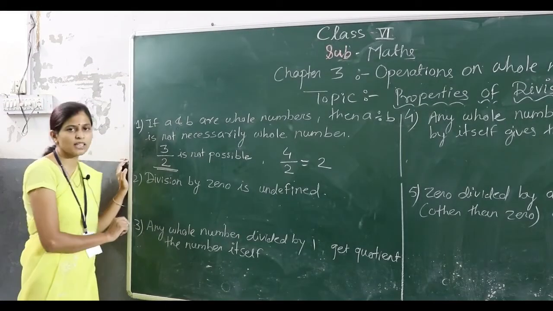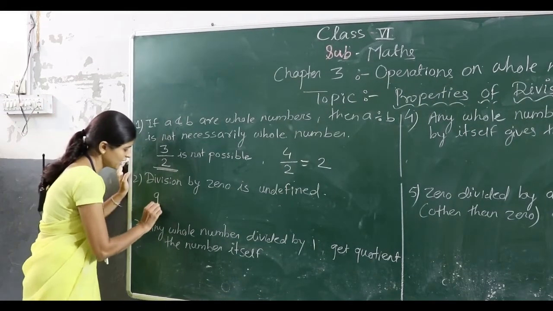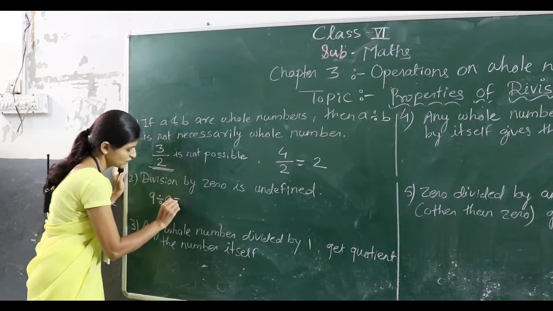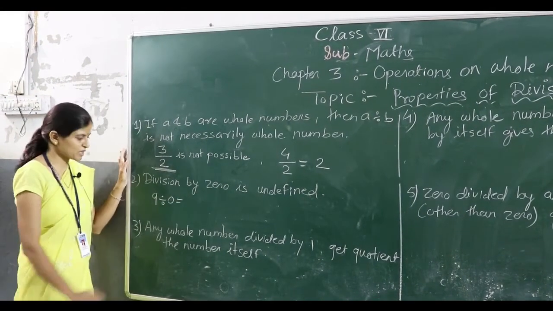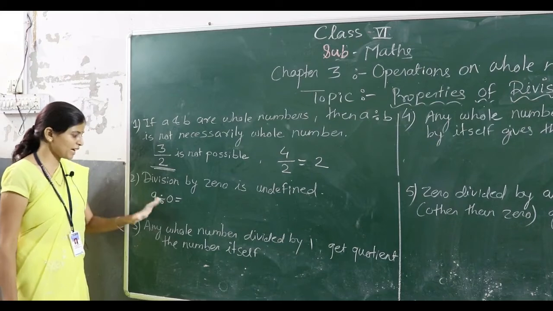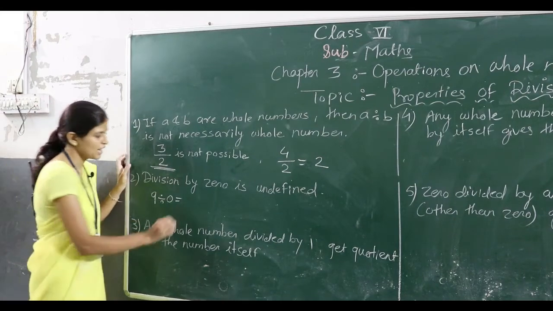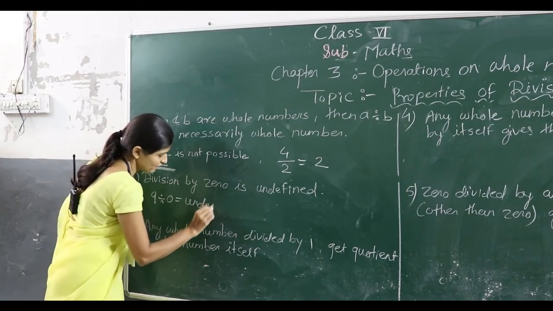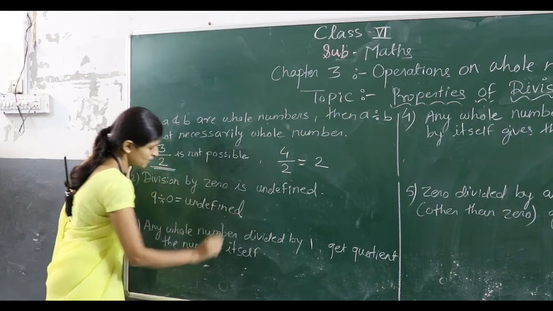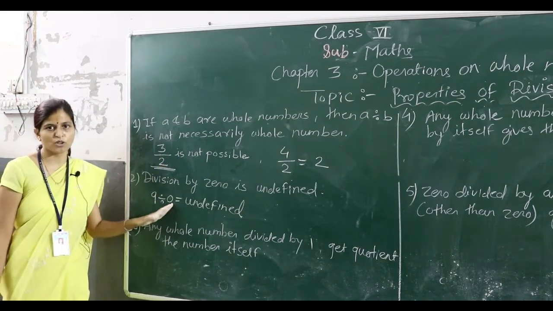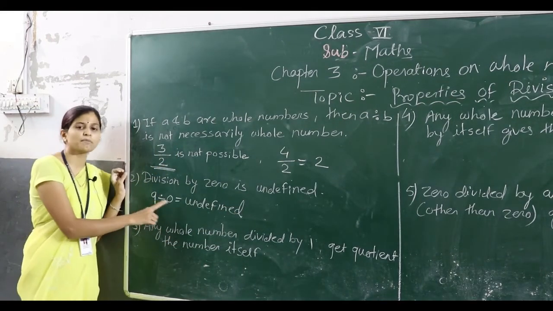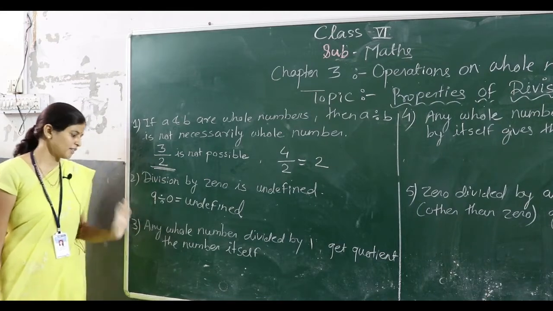Now, division by 0 is undefined. If we divide any number by 0, if we divide 9 by 0, this division is not possible. That's why division of any number by 0 is undefined, not defined. Means division of any number by 0 is not defined.